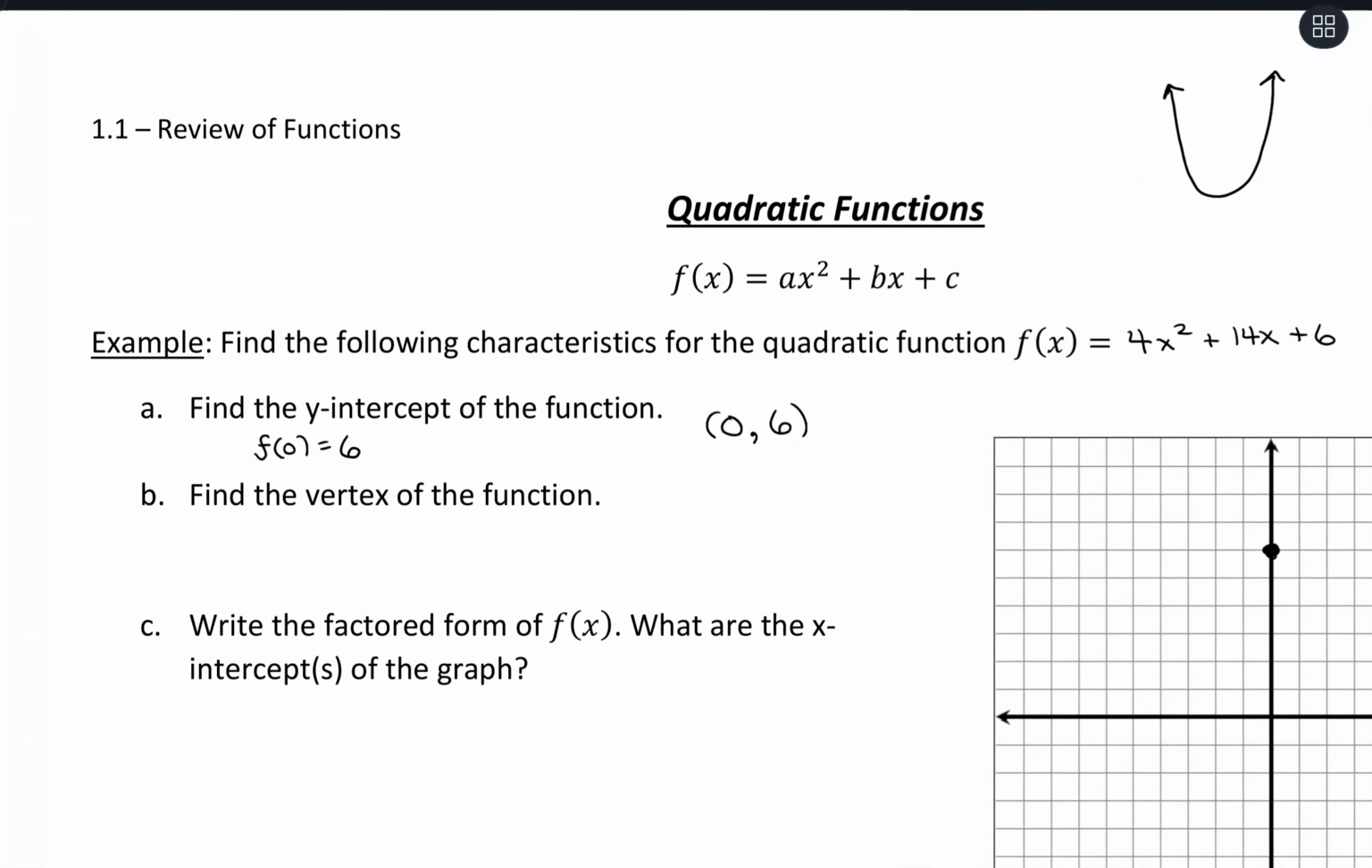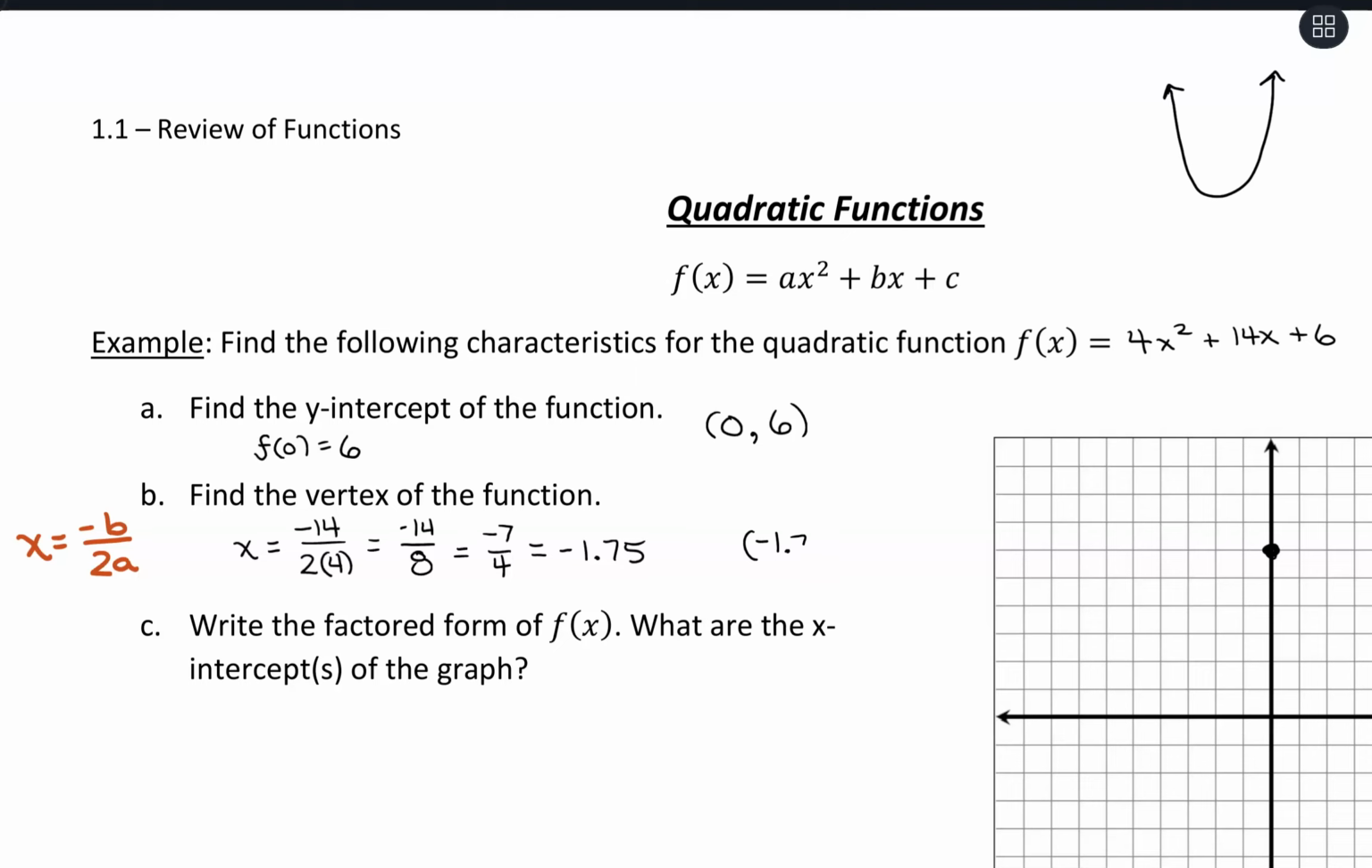Finding the vertex of the function. To find the x-coordinate, we use negative b over 2 times a. So with our scenario, we'll have x equals negative 14 over 2 times 4. This is going to be a fraction, negative 14 over 8, which will be negative 7/4. And let's get a decimal approximation because we're going to end up graphing. So that'll be negative 1.75.